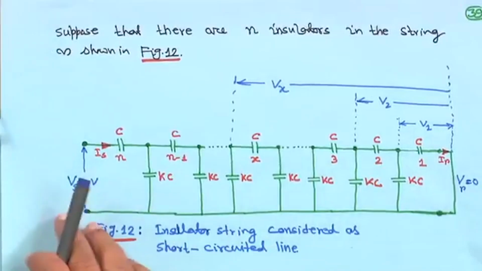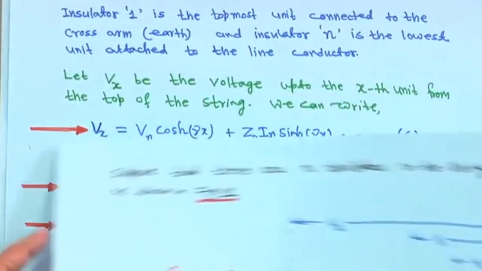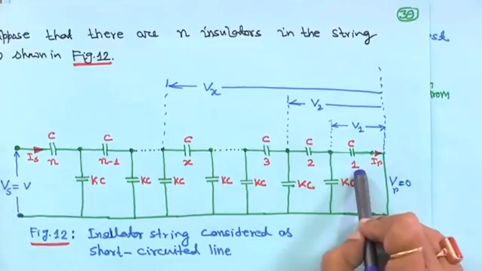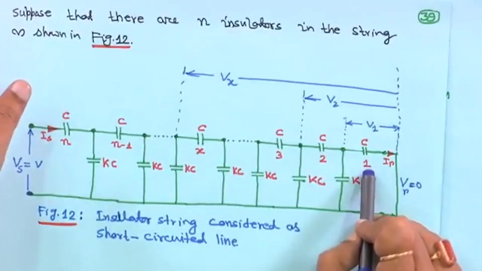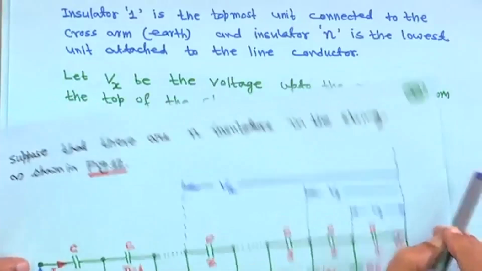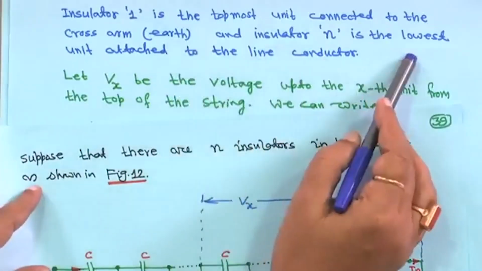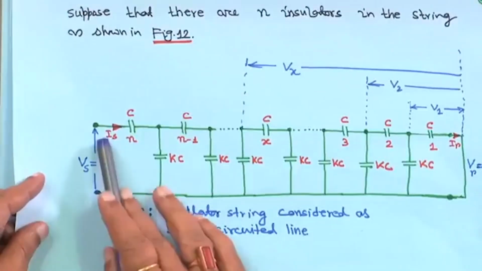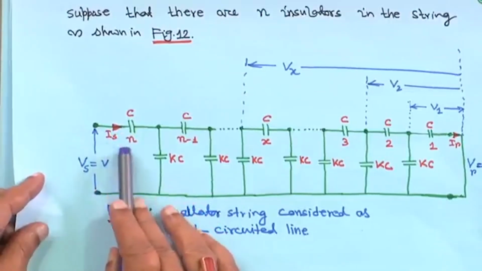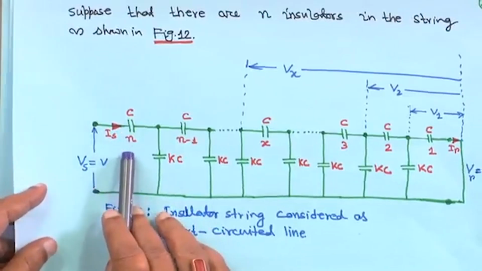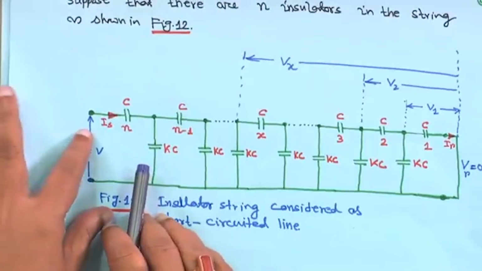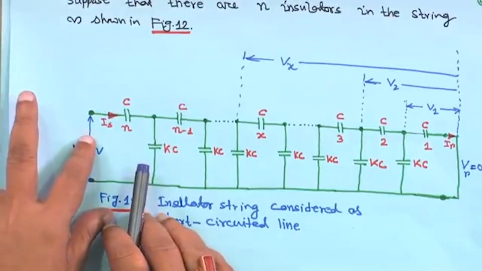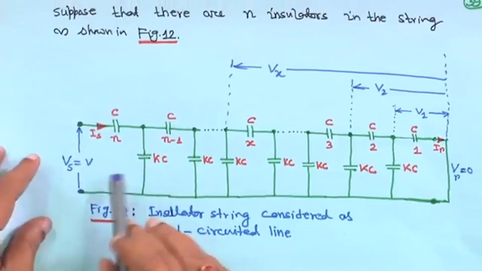Now, insulator 1, as I told you, is the topmost unit connected to the cross arm, that is earth, and the insulator end is the lowest one attached to the line conductor. This is the conductor. We imagine that it is a long transmission line, the way you did the sending and receiving voltage calculation for the long transmission line. This is the same thing.